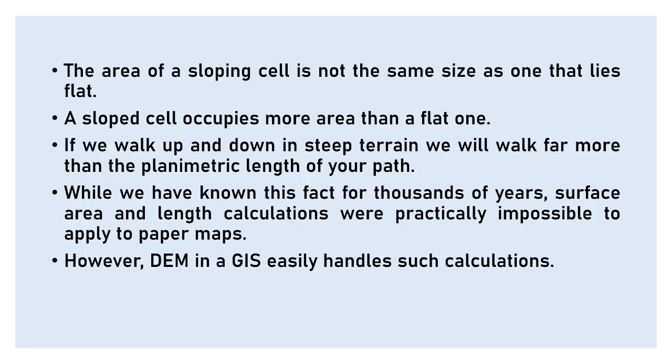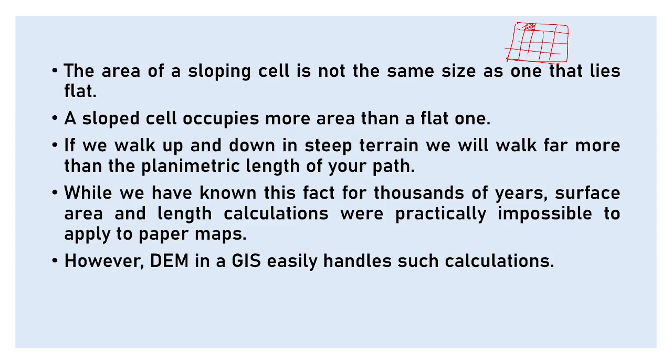What we have to keep in mind is that the area of a sloping cell is not the same as one that lies flat. As I said, whenever we are talking about these cells and grids, you have to have this picture in your mind, something of this sort. What they're trying to tell you is, for this cell, it's a sloping cell, not flat basically. So some slope is there. Although it is represented like this, the area of that cell is not the same as the one that will lie flat, because the sloped cell will require more area than the flat one.